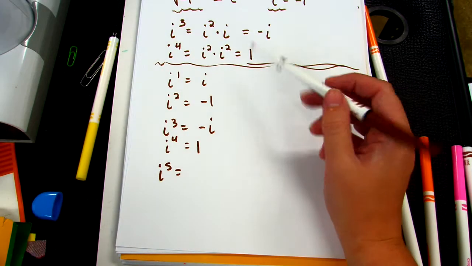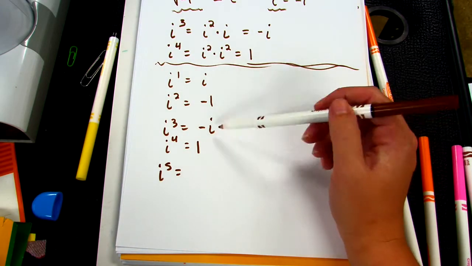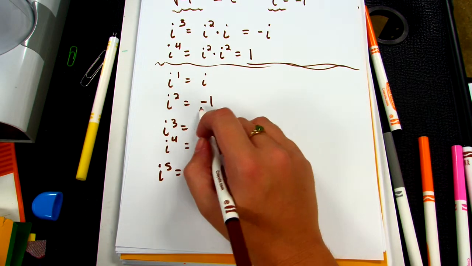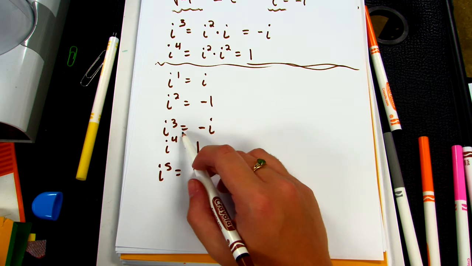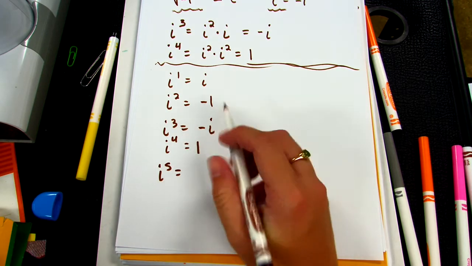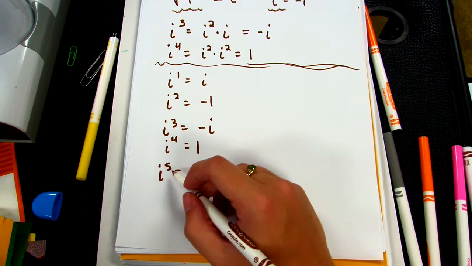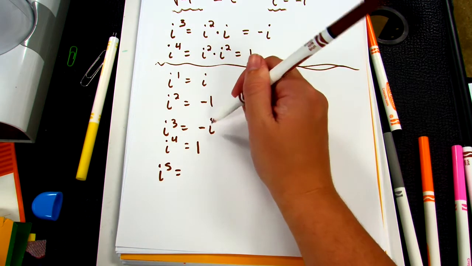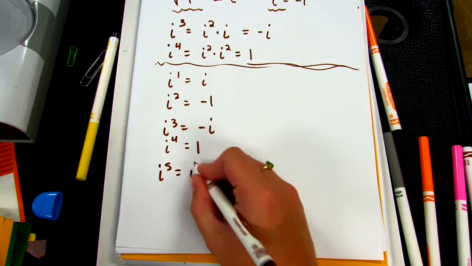Let's look at the powers of i and see the pattern. So i to the first power will give us i, i to the second power will give us -1, i to the third power will give us -i, and i to the fourth power will give us 1. i to the fifth power can be broken up into i to the third and i to the second, which is -1 times -i, which is just i.